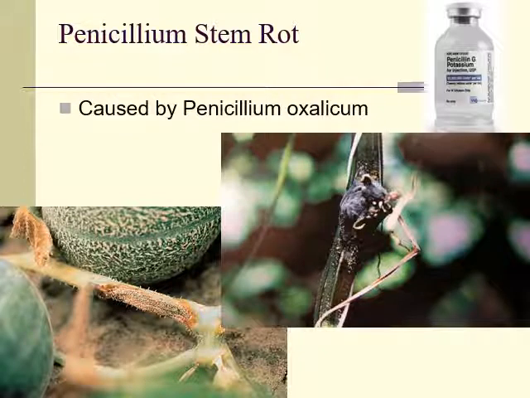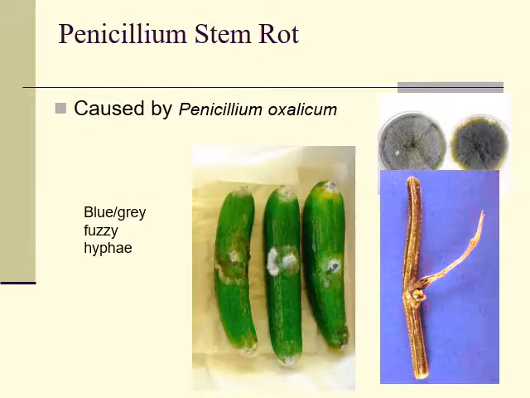Penicillium stem rot. So yeah, that's where penicillin comes from, by the way. That's an antibiotic derived from this mold, this fungus. Penicillium oxalicum. I got some better pictures. What you're looking for here, remember, penicillium is actually the classic mold you grow in your fridge with a wet piece of bread, if you remember anything like that from elementary school. This sort of blue-gray fuzzy mold, that's your classic penicillium.